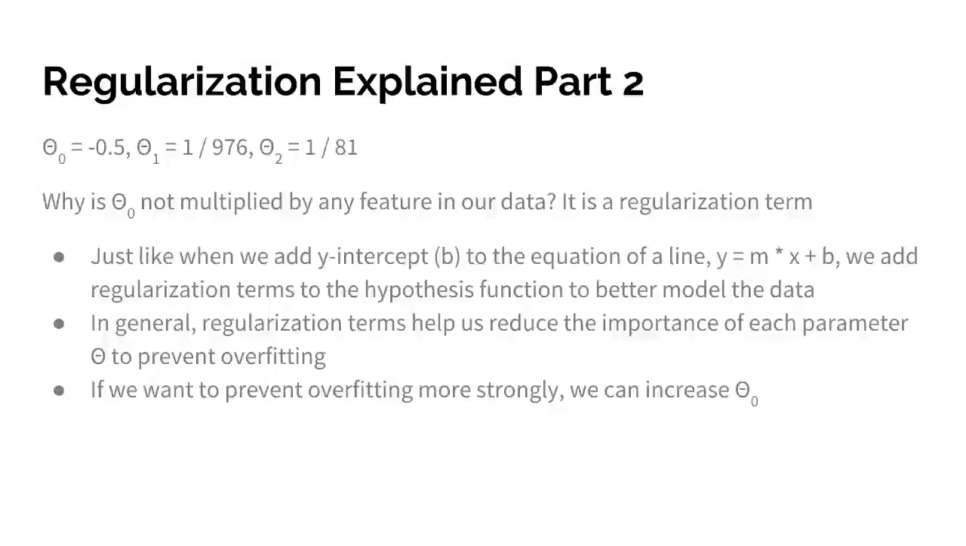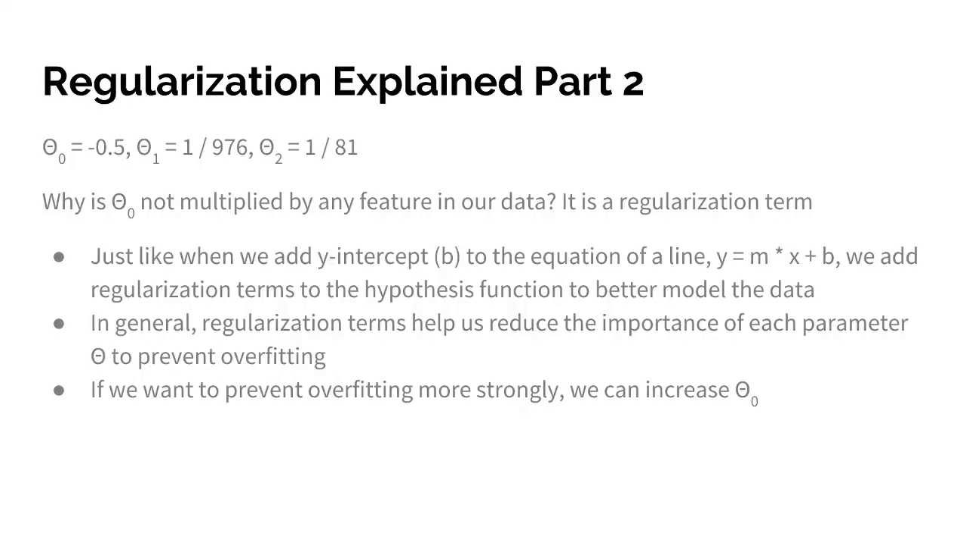Well, it's because you can think of the theta 0 term in a similar way to adding a y-intercept b in the equation of the line y equals mx plus b. So we add the regularization term to the hypothesis function to better model the data. Because as you can imagine, if you're trying to draw equations of a line and you didn't have that b term, then your line would always have to go through the origin, and that would mean you wouldn't be able to properly draw lines or model data.